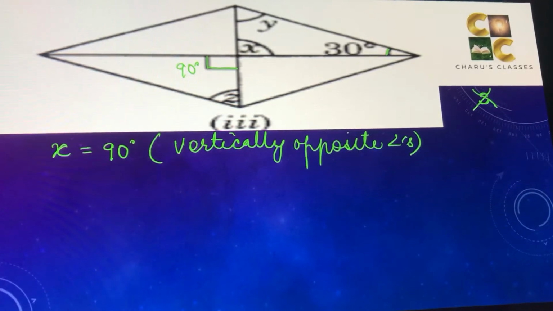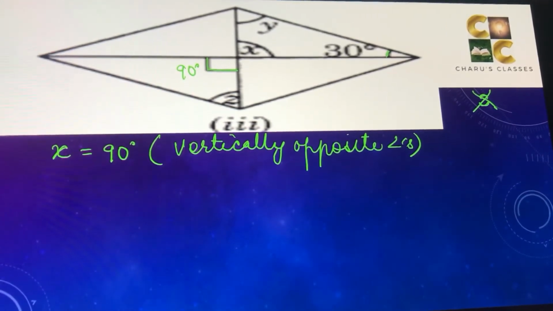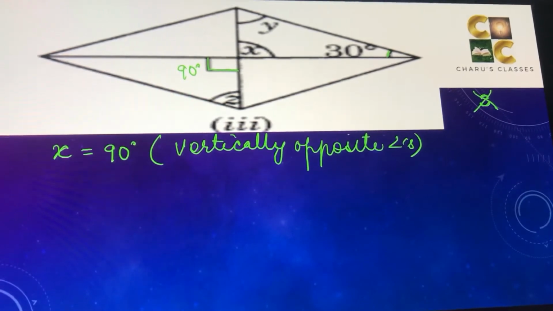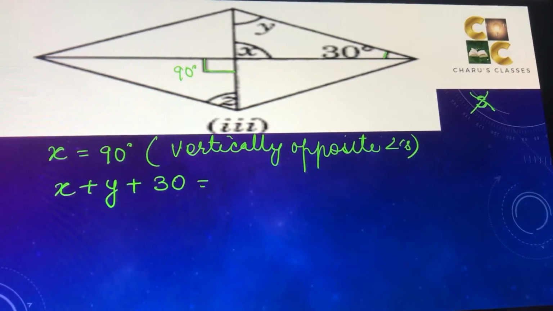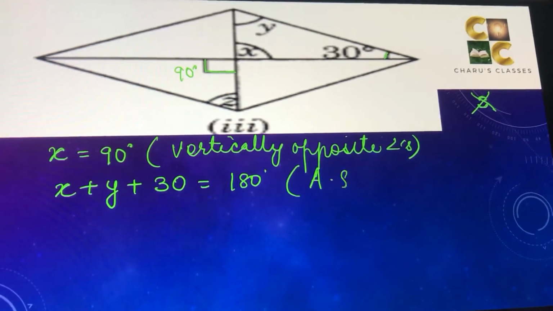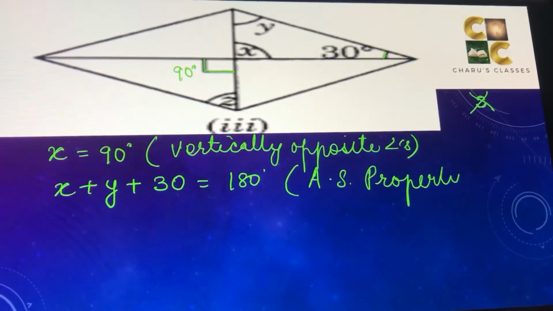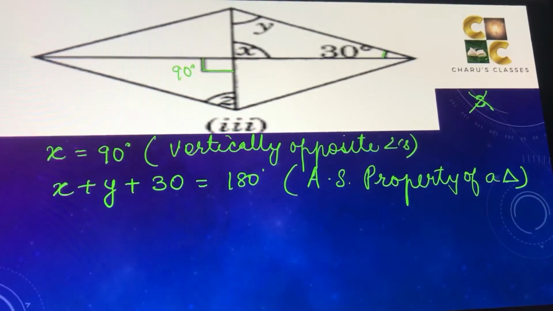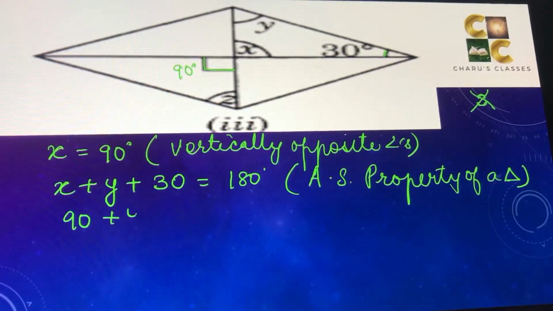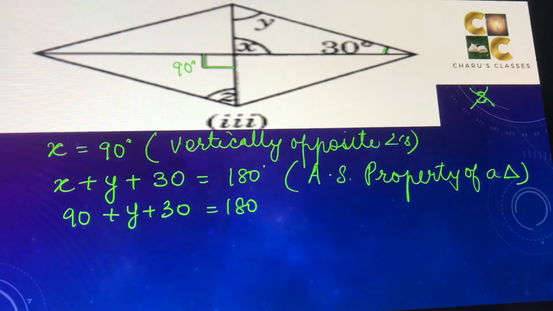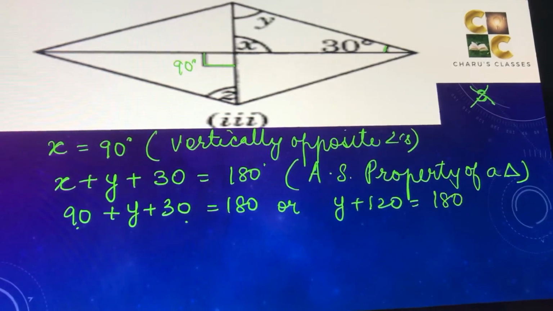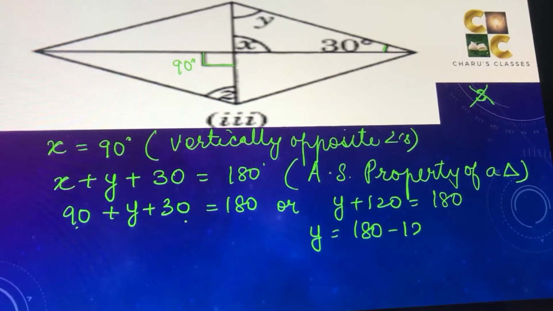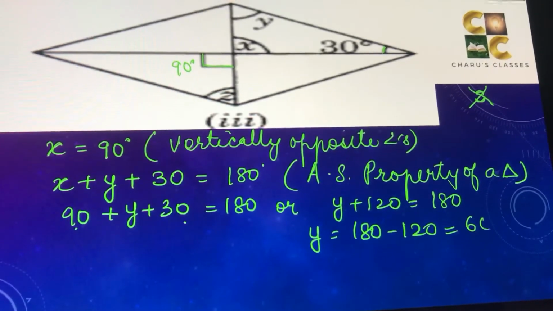Now if we take that triangle जहाँ पे x, y and 30 है, we know that the sum of angles of a triangle is 180 degrees. So x plus y plus 30 is equal to 180. Reason being angle sum property of a triangle. x is 90. So 90 plus y plus 30 is 180, or y plus, if I add 90 plus 30, that is 120, is 180. y is 180 minus 120. 120 उधर जाएगा, minus हो जाएगा. So we are getting y as 60 degrees here.